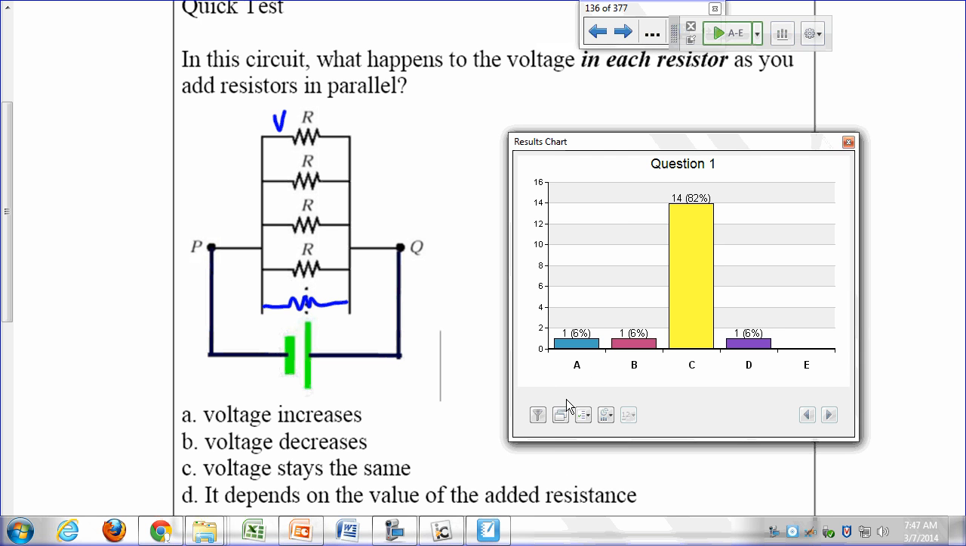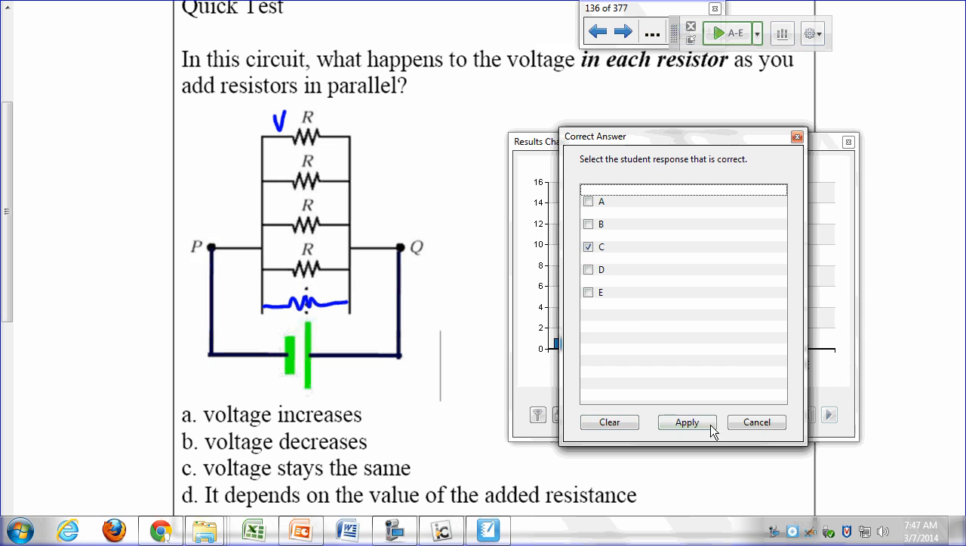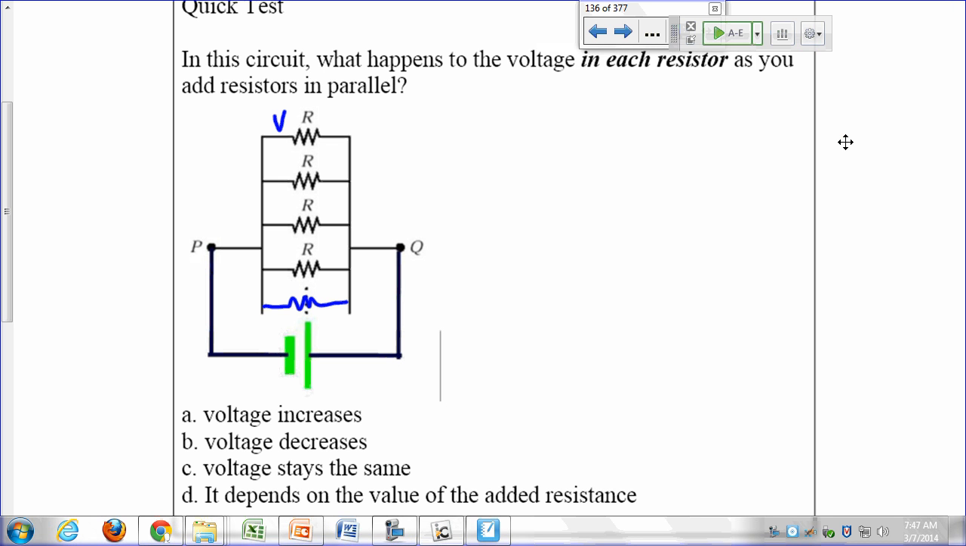All right, C is right. Because resistors in parallel have the same voltage, it doesn't matter what resistors you have, they're all going to carry the same voltage. This is like our household, right? All of our devices, our toaster, our hairdryer, our radio, our clock, those are all in parallel, so they all draw 120 volts.